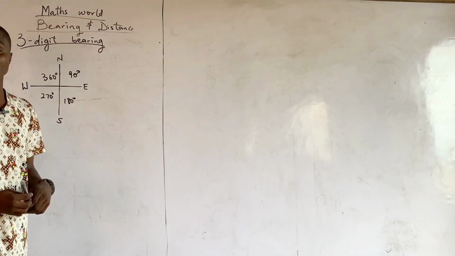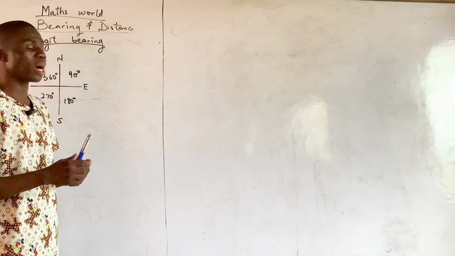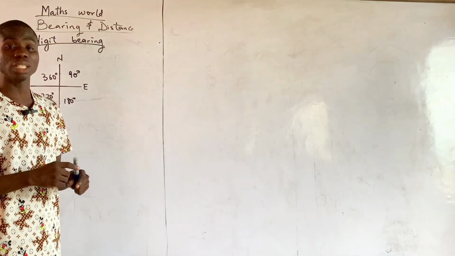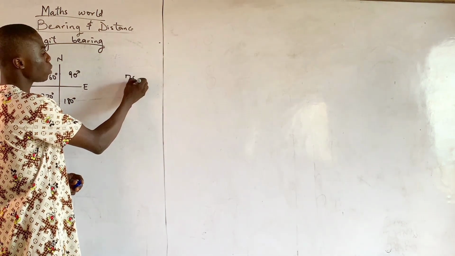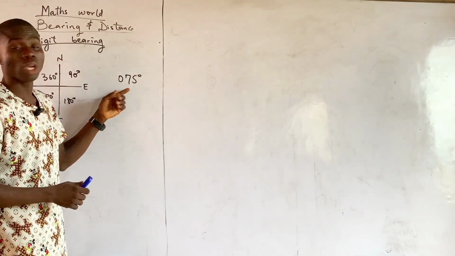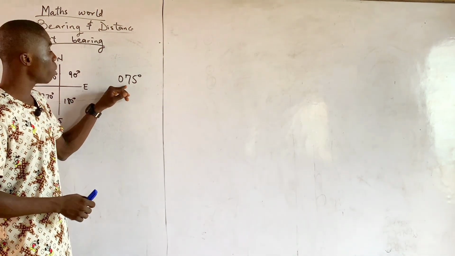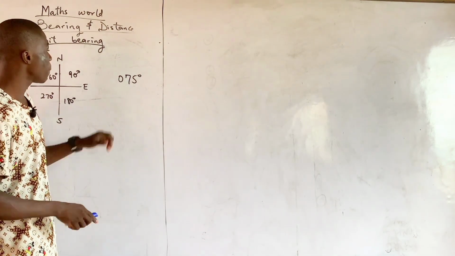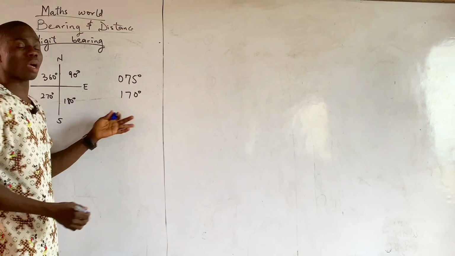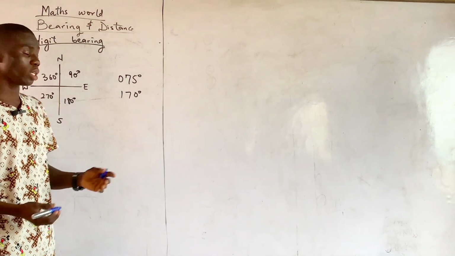Now we call it 3-digit bearing because your number, whatever they give you in your question or your answer, must be in 3 digits. Even if your answer is 75 degrees, you must add a 0 at the front of it, so you can make it a 3-digit bearing. And if it is already 3 digits, you don't need it.